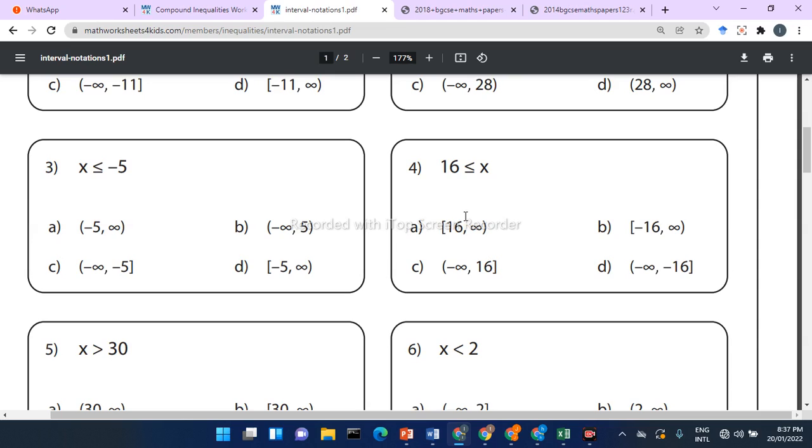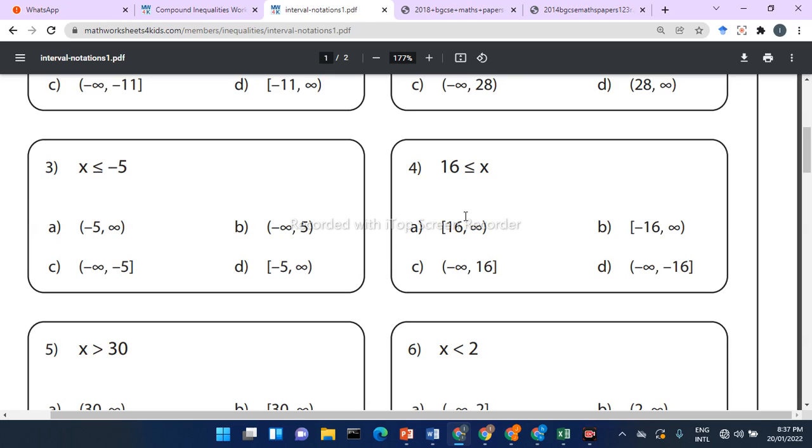So try number 4 on your own. Try it out, and then pause the video. Right now, pause the video. Try number 4 on your own, and then we'll continue right after. Pause it, and I'll see you after the pause.